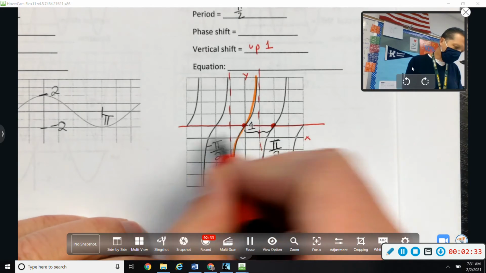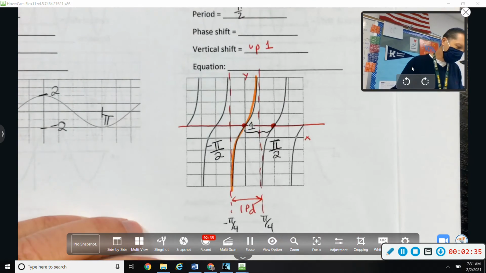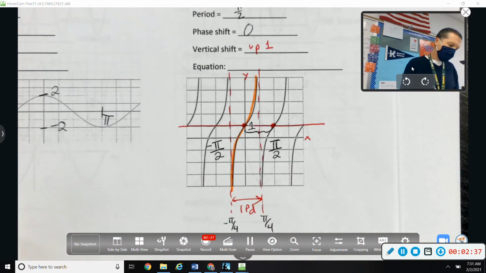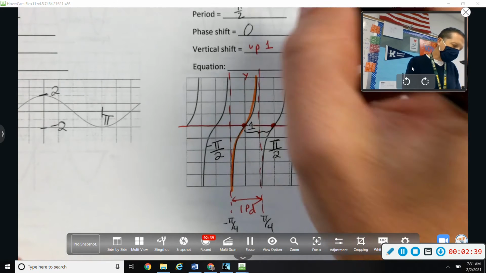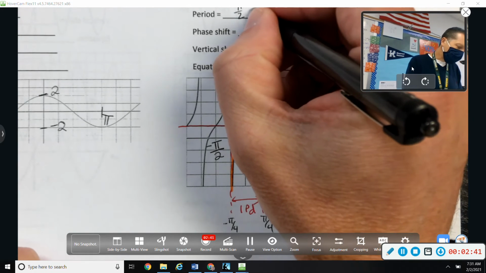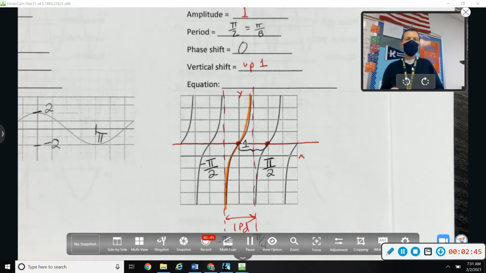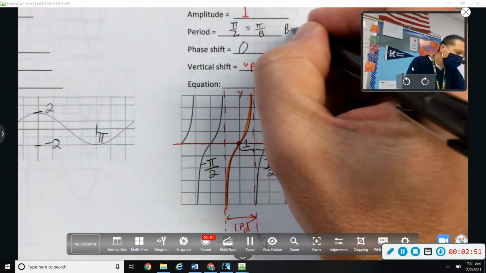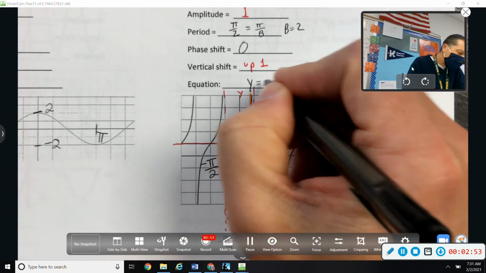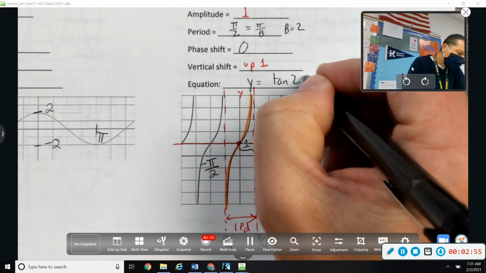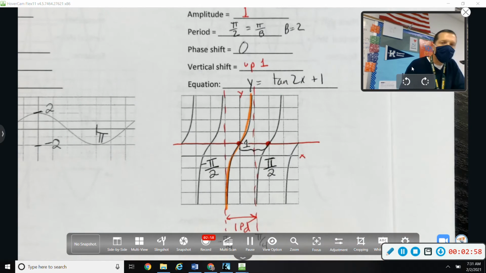Phase shift, well, it hasn't shifted left or right, so 0 for the phase shift. And then the only thing left is b, but the period is equal to pi over b. So probably don't need to cross multiply on this one, I hope. You just tell by looking that b needs to be 2. So y equals tangent of 2x plus 1.